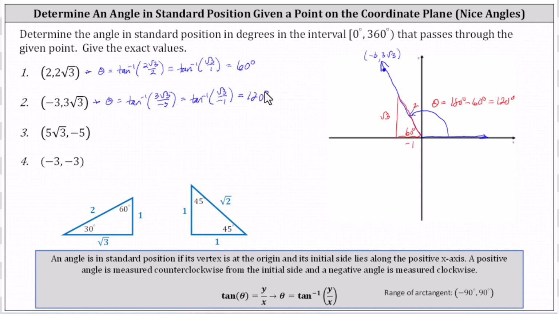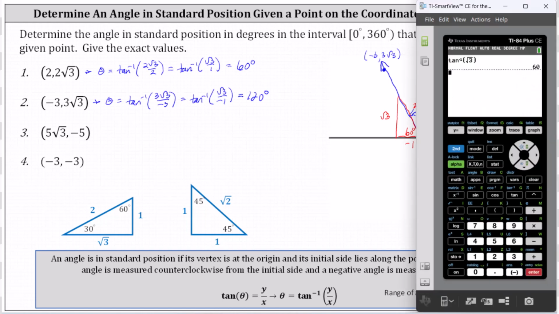And now let's check this on the calculator. Remember, because 120 degrees is not in the range of inverse tangent, the calculator is not going to give us the angle we're looking for, but it will give us a reference angle that we can then sketch in the second quadrant. So again, we're going to press second tangent for inverse tangent, and then simplifying, we just have negative √3.